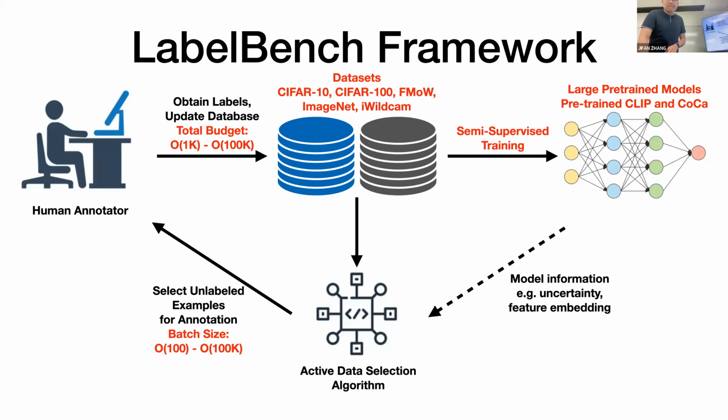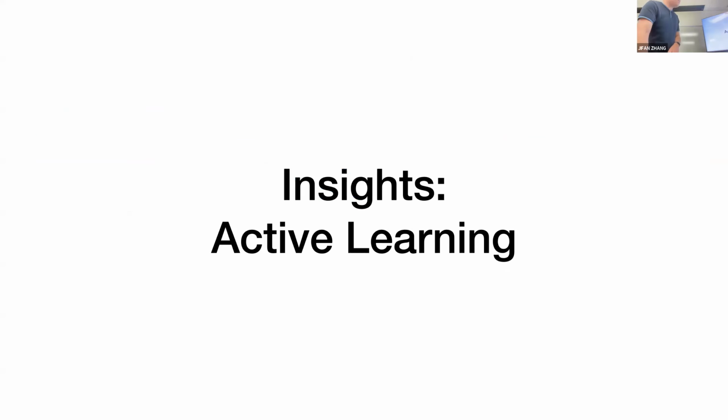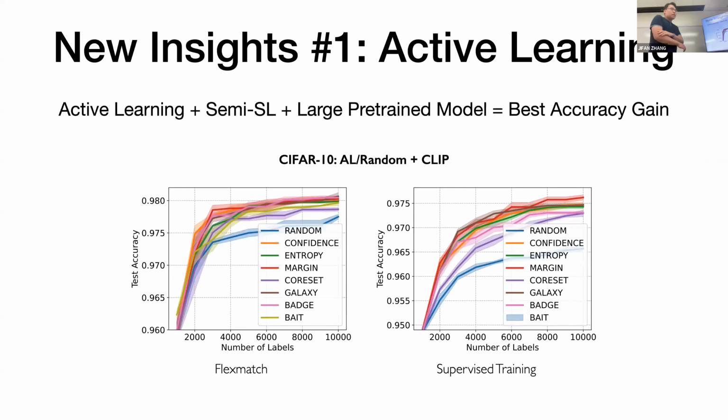Okay. So we found a lot of new insights in both active learning and semi-supervised learning. I'm going to talk about the active learning part first. I don't think it's very surprising that when you have active learning, semi-supervised learning, and a large pre-trained model, it gives you the best accuracy gain when you fine-tune a model.